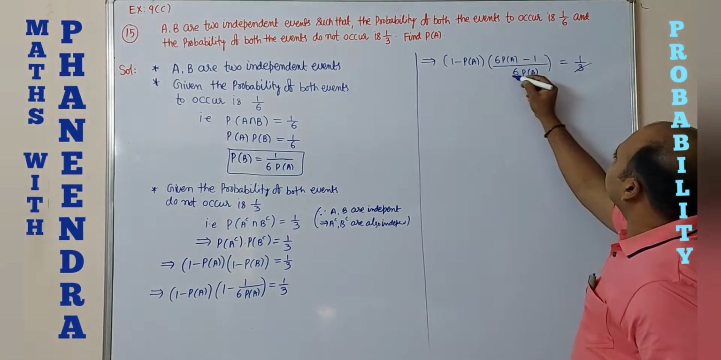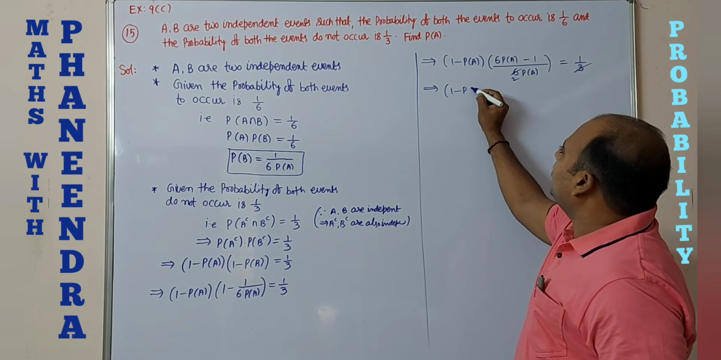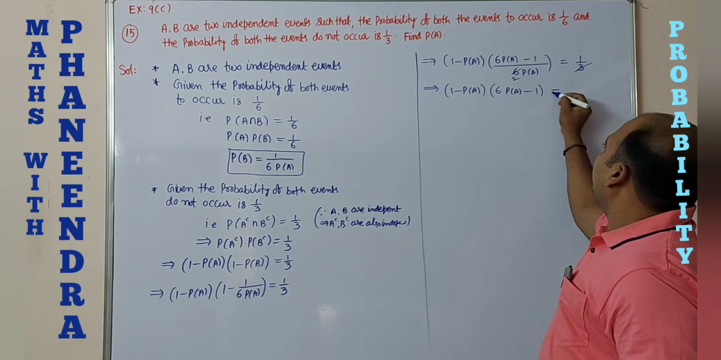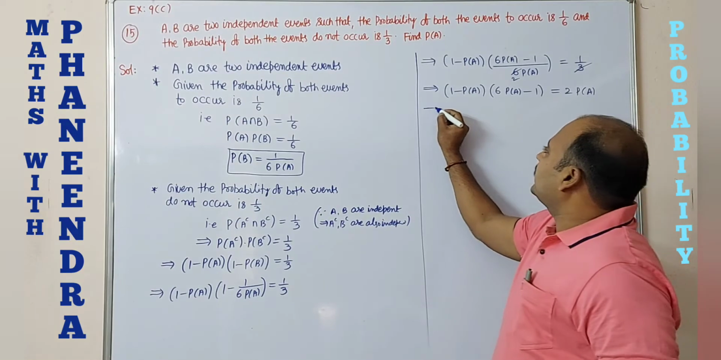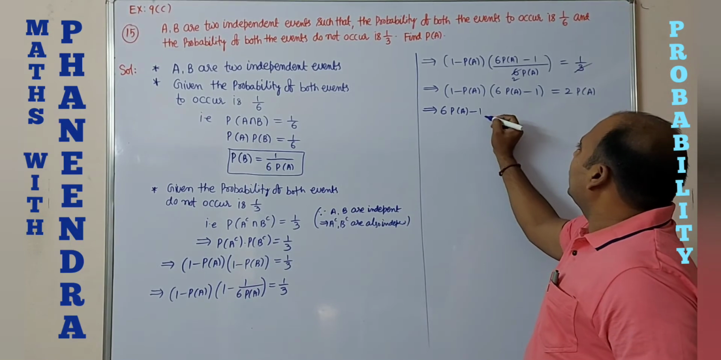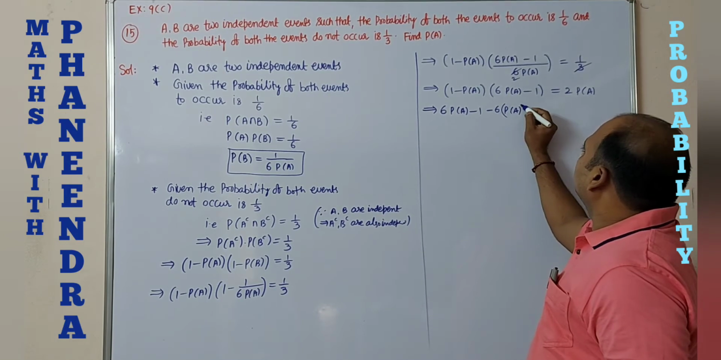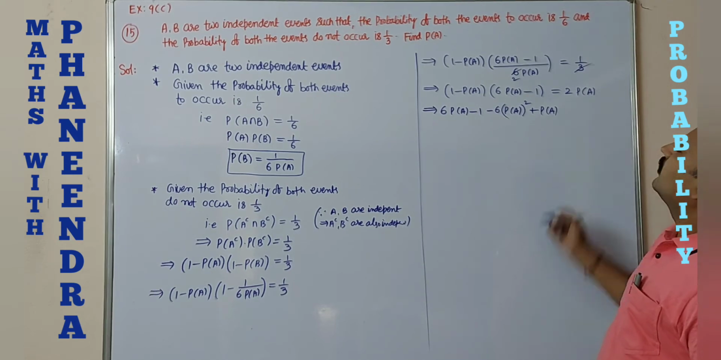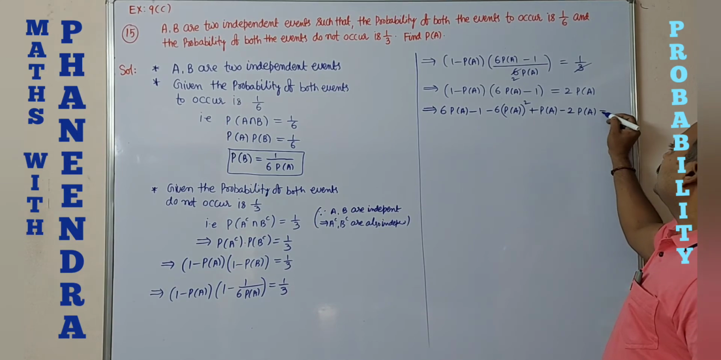So here 3 ones, 3 twos. Cross multiply. And here 1 minus P of A, 6 times P of A minus 1 is equal to 2 times P of A. So actual multiplication: 1 into 6, so 6 into P of A, 1 into minus 1, minus 1, minus 6 into P of A whole square, minus P of A into minus 1 plus P of A. 2 P of A also we can take this side, minus 2 into P of A is equal to 0.